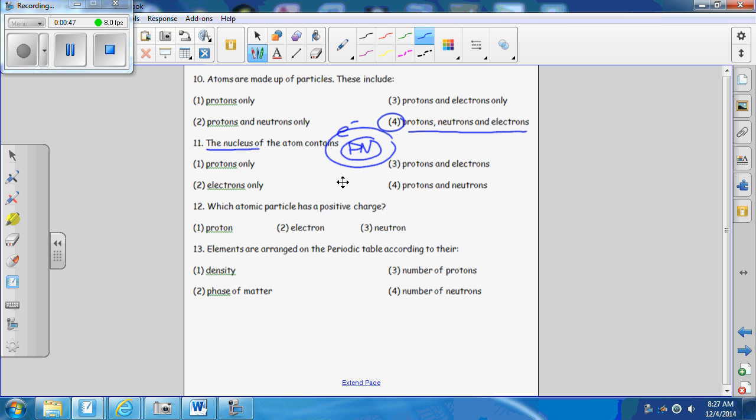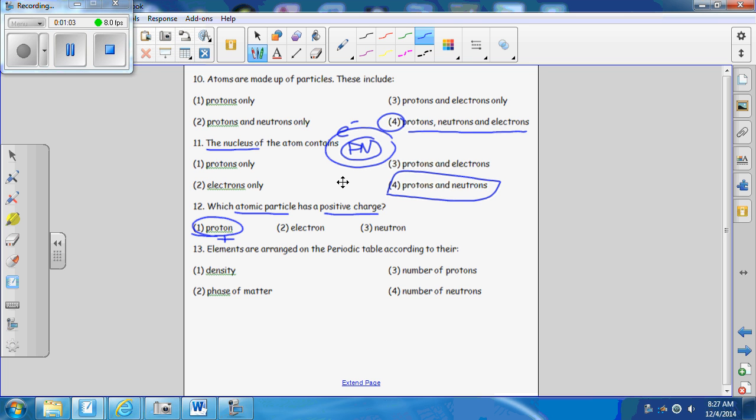What is inside the nucleus of the atom? Protons and neutrons are correct. Which atomic particle has a positive charge? Perky Patty! Proton, it is positive charge.